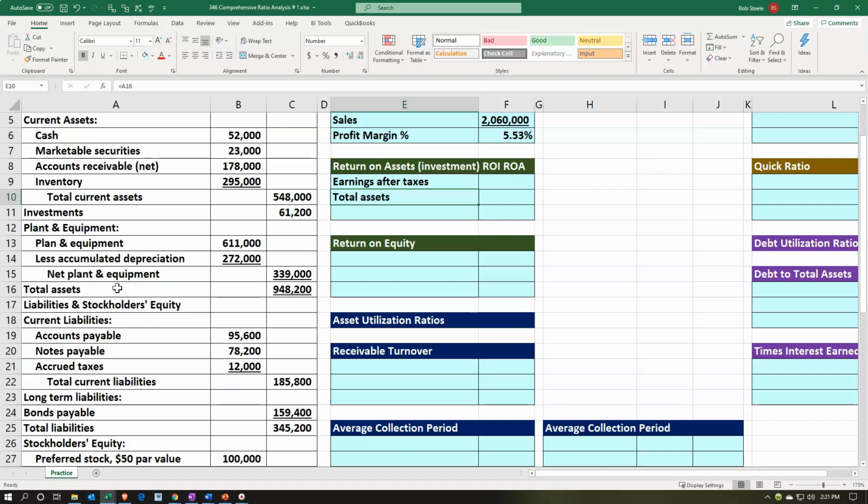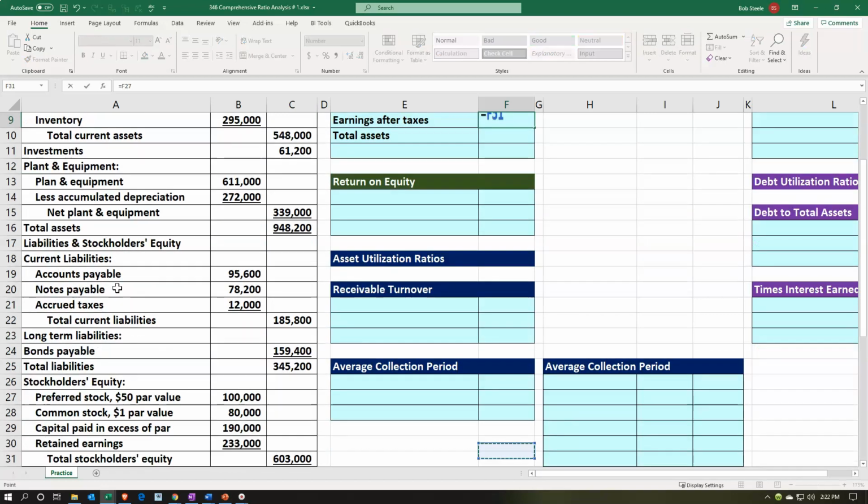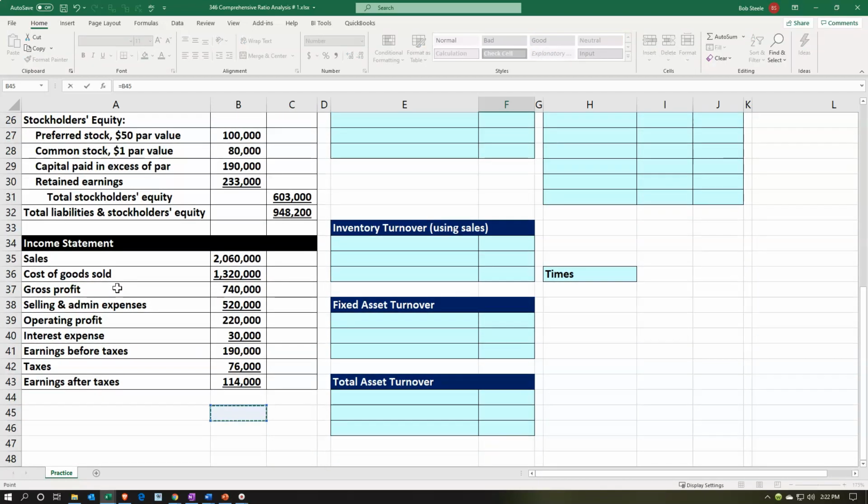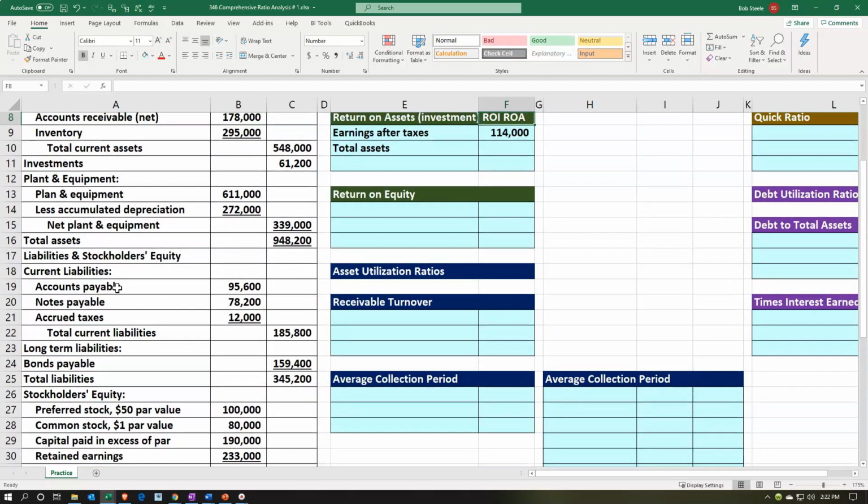Therefore, you might see the balance sheet given in some problems as beginning plus ending divided by 2. So just keep that in mind. It depends on the context of the problem you are working with. So then we're going to take the net income, bottom line of the income statement. I'm going to say equals and go all the way down to the net income on the income statement.